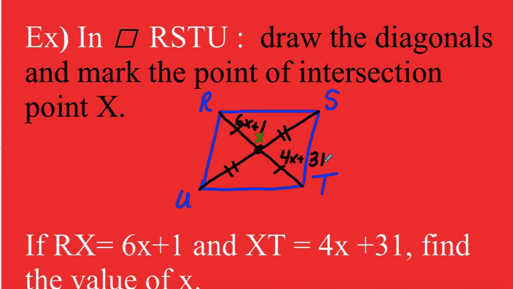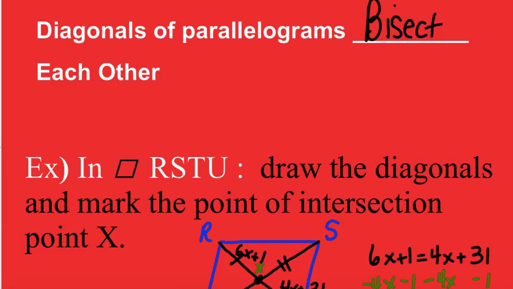Well, if the diagonals bisect each other, and those are actually congruent, then I can write an equation using algebra. So 6x plus 1 equals 4x plus 31. Now, I look at it, it's a linear equation because the highest exponent's a 1, so I'm going to solve by balancing. Subtract 4x, subtract 1, I'm going to get 2x equals 30, so then x equals 15. So that's an example using that third property, that the diagonals of a parallelogram bisect each other.